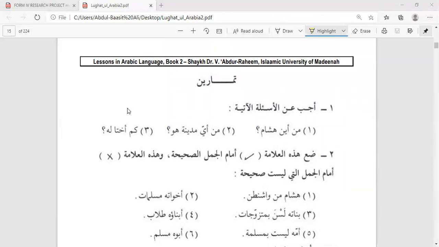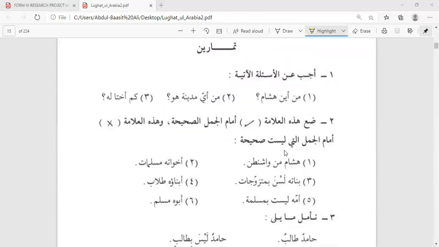There are a few questions here on this passage. I think we would have done some of these already orally in class a while back, right? Ajib an al-as'ilat al-atiya. Answer the following questions. Wahid, min aina Hishamun? Anybody? Huwa min Washington. Huwa min New York. New York, New York. Laisa, New York. Laisa, right. Yeah.